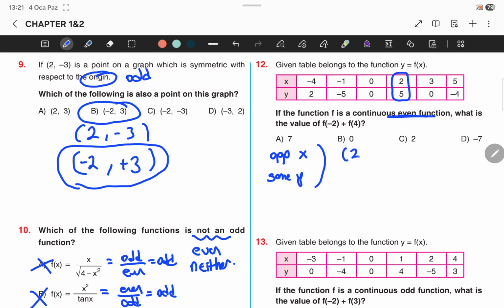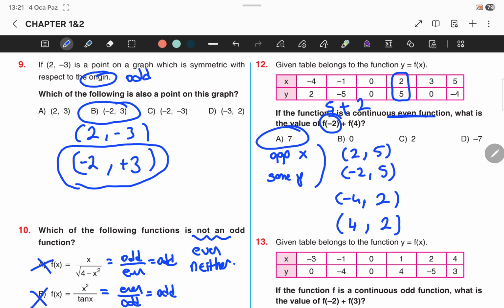My first question, 2 goes to 5. My question says that negative 2 goes to what? Opposite x, same y, 5. So it means that this part will be 5 plus. When you look at negative 4, in the table it goes to 2. My question says find positive 4. It should go to what? Opposite x, same y, which is 2. 5 plus 2, it is 7. That is our answer.